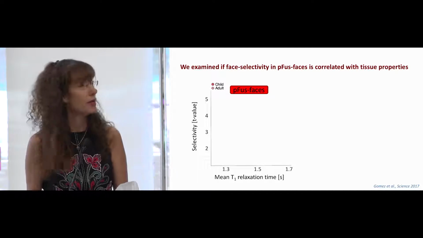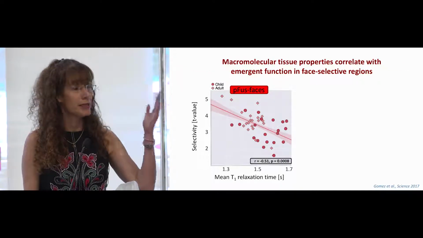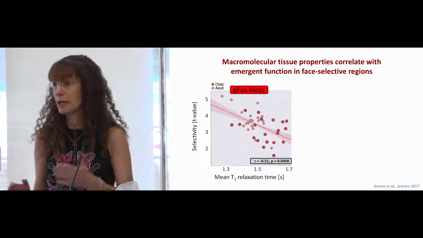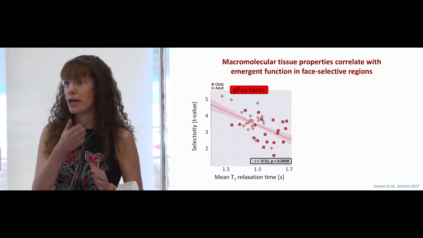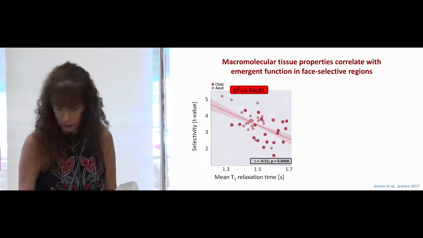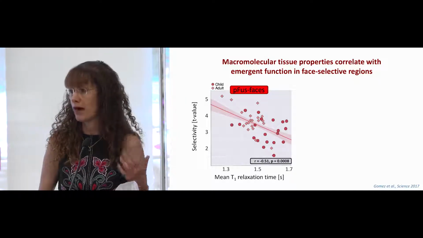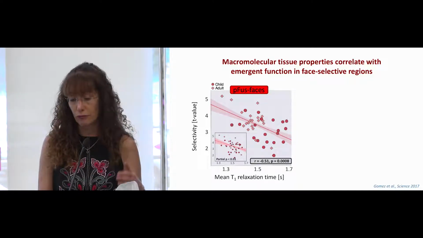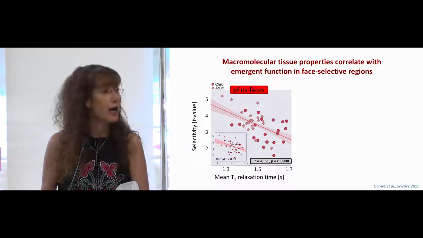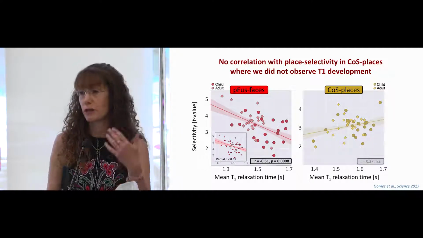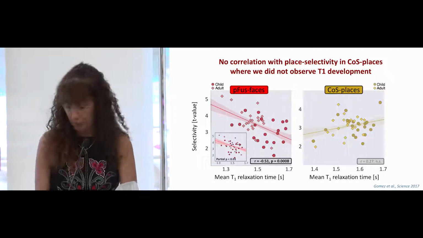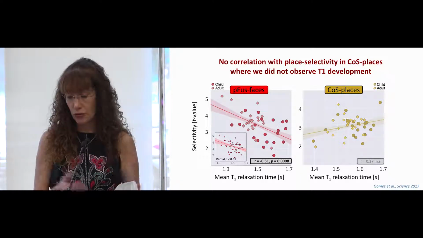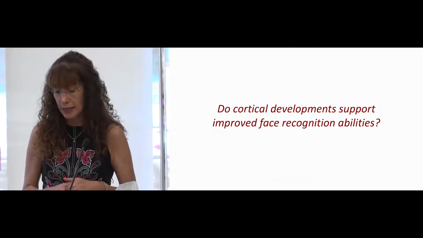The children are in circles, the adults are in diamonds, and we see a significant negative correlation between face selectivity in pFus-faces and T1 relaxation time. That means that participants with shorter relaxation times have higher face selectivity. And this relationship remains significant when we factor out age from this correlation. It's also interesting that in the place-selective cortex, where we don't find a developmental effect of T1, we also do not find a correlation between place selectivity and T1 relaxation time.